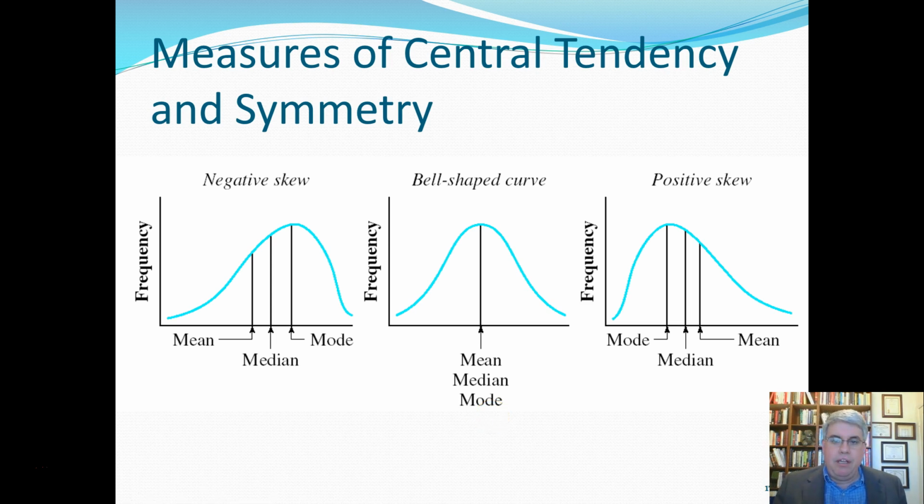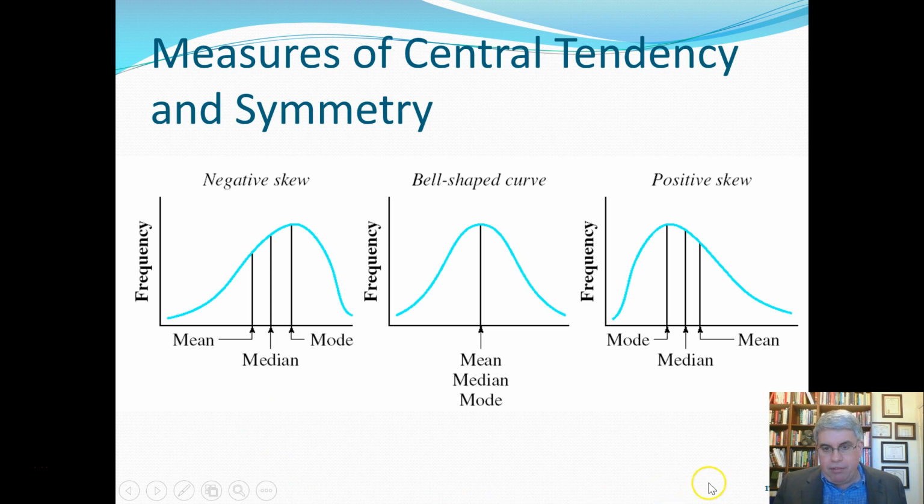However, when the frequency distribution is skewed, the mean, median, and mode separate. When there's negative skew, the mode is still the high spot. That's always the high spot, the mode, and the mean gets pulled way over to the left because it is affected by every single score. The median gets affected less by the extra low scores.